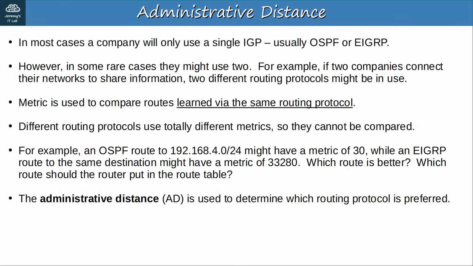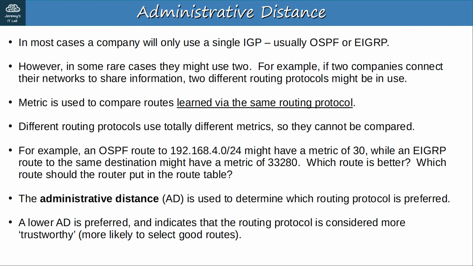So the administrative distance, or AD, is used to determine which routing protocol is preferred. A lower AD is preferred, and indicates that the routing protocol is considered more trustworthy, meaning more likely to select good routes. As you saw before, RIP's hop count-based metric system is not very good, so it has a high AD because it's not as trustworthy. It might say two routes are equal because they have the same hop count, although really one route is much worse because of lower bandwidth.